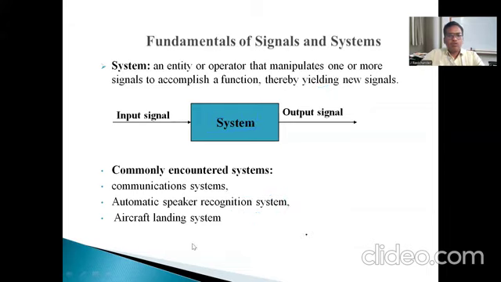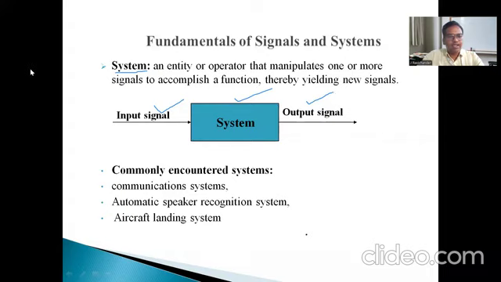Now, we will define system. What do you mean by system? A system is an entity, a connection of components which takes an input signal, performs some operation on it, and gives the response or output.